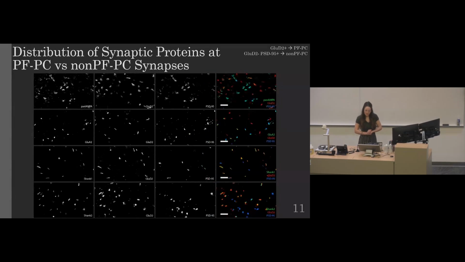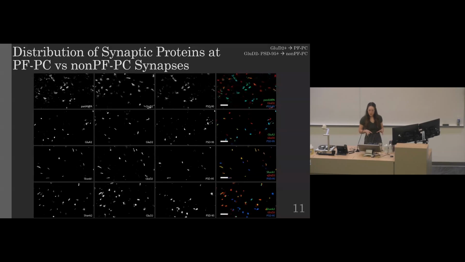Okay, so onto some results from the parallel fiber to Purkinje cell versus non-parallel fiber to Purkinje cell synapses. So this was co-staining with GLUD2 and PSD95. And we can see in the first two panels with pan-AMPA and GLUA2 that AMPA receptors are mainly localized to synapses that are PSD95 positive. So those would be the parallel fiber to molecular layer interneuron, as well as climbing fiber to Purkinje cell synapses. And they are not really localized with GLUD2. So there are fewer AMPA receptors at those parallel fiber to Purkinje cell synapses.